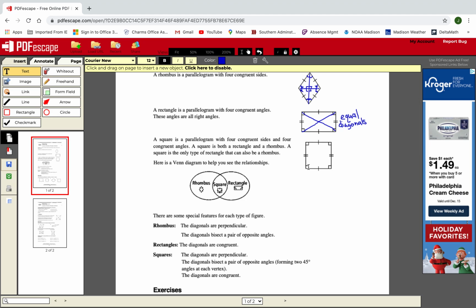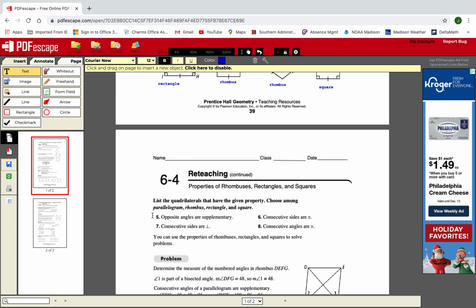Opposite angles supplementary. In a square, since all the angles are 90 anyway, 90 and 90 is 180. So that would be true for a square and for a rectangle. So opposite angles are supplementary in a square and a rectangle. So for 5, we're going to say square and rectangle. Okay, and I'm going to need to switch colors here in a minute.